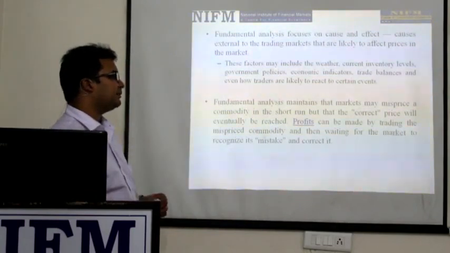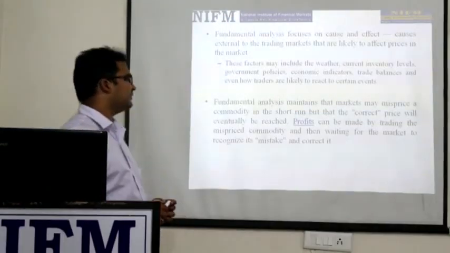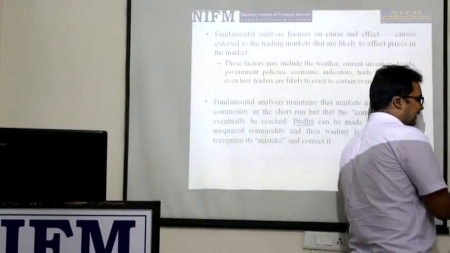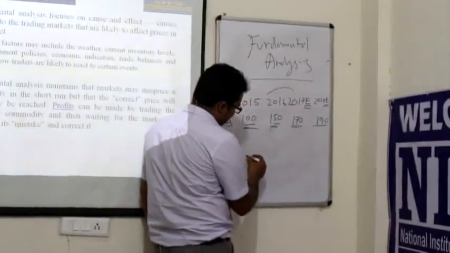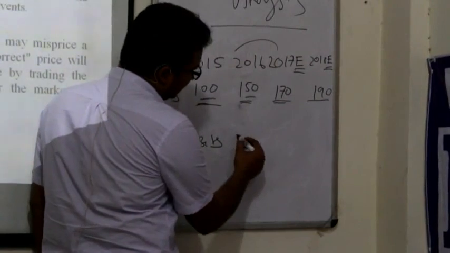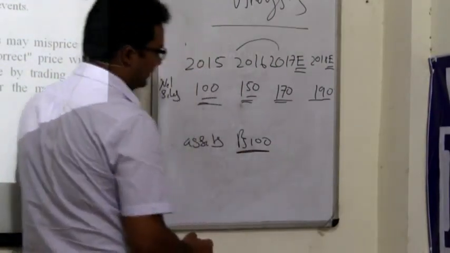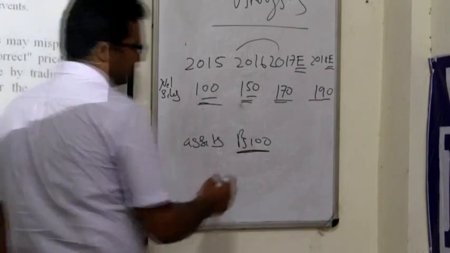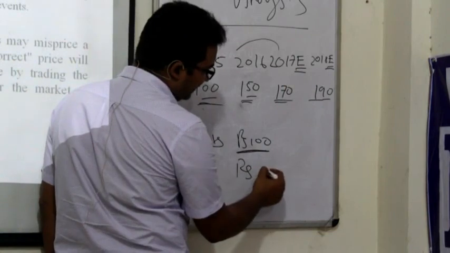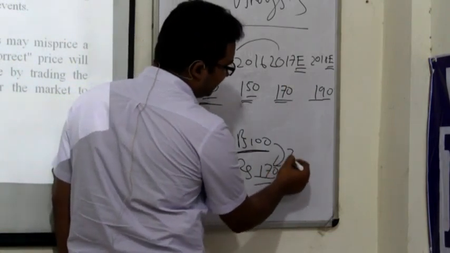Fundamental analysis maintains that the market may misprice a commodity in the short run, but that the correct price will eventually be reached. For example, the market estimates that the asset's price would be rupees 100 at present, and the market anticipates the price by discounting the future cash flows. The price should be approximately 170 at the current levels. So there is a mispricing of 70 rupees.